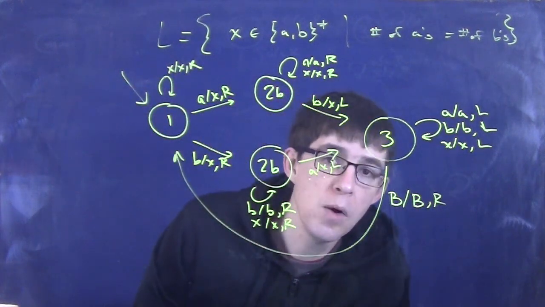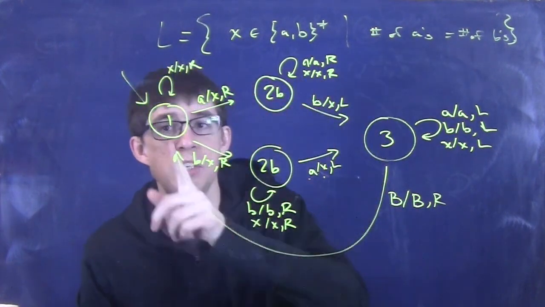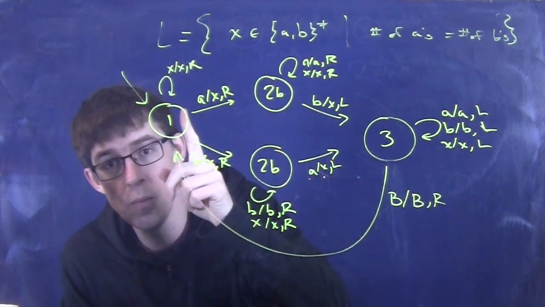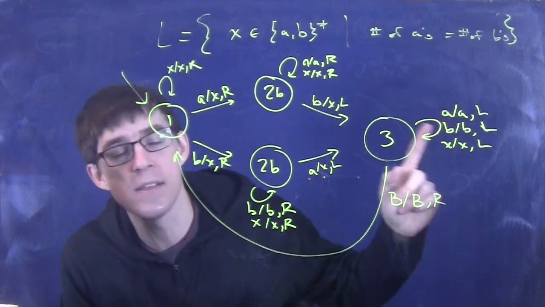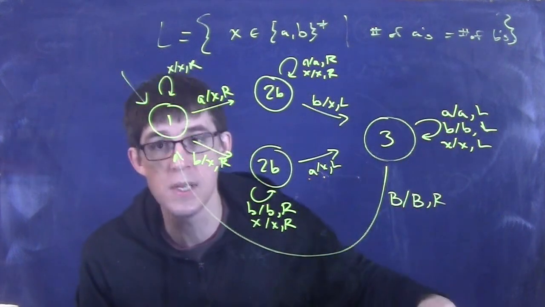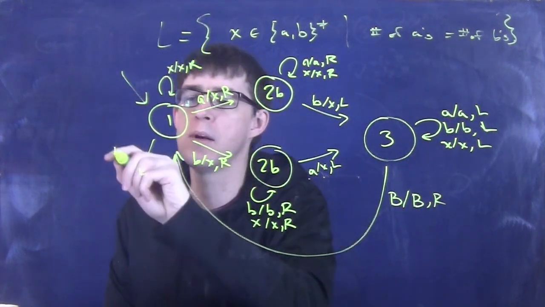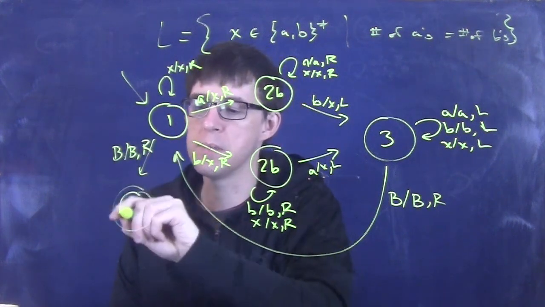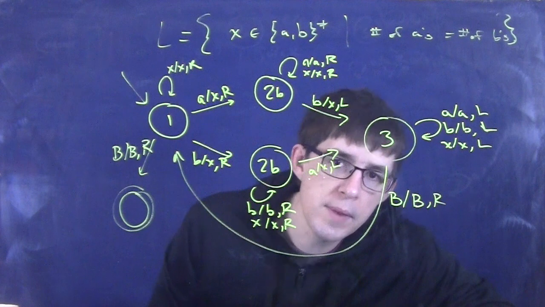All right, and then what determines if we accept? Actually, right here, if we move past X's and we only see X's, all X's, and we get to another blank, we should accept. And that, you can just do like one of these, B, B, R into an accepting state. All right, that's how I did it.